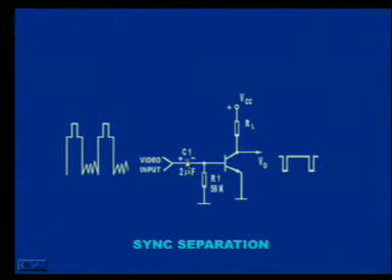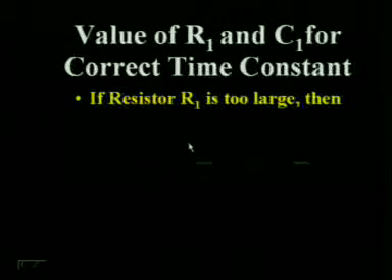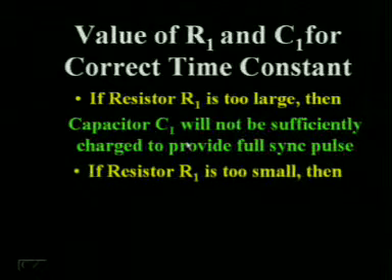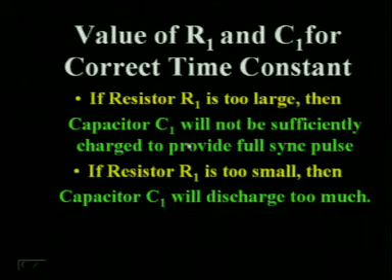This resistance and the capacitance, which have formed the time constant of 0.11 second, will satisfy the requirement of sync separation. What are the conditions and what should be the value of these resistance and capacitance for correct time constant? If the value of resistance is too large, it will not allow the capacitance to fully charge. If the value of resistance is too small, the capacitance will be charged immediately fully.